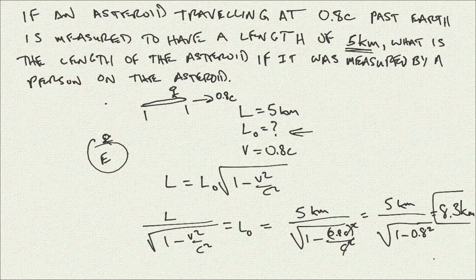So that 8.3 kilometers is measured by the person on the asteroid itself. That's the person that ends up measuring the 8.3. This person on Earth measured it as being 5 kilometers. Okay? Notice the length contraction happens for this person in the other reference frame. The length as measured at rest is longer for the person on the asteroid, because 8.3 is longer than 5. That's the end of this problem.